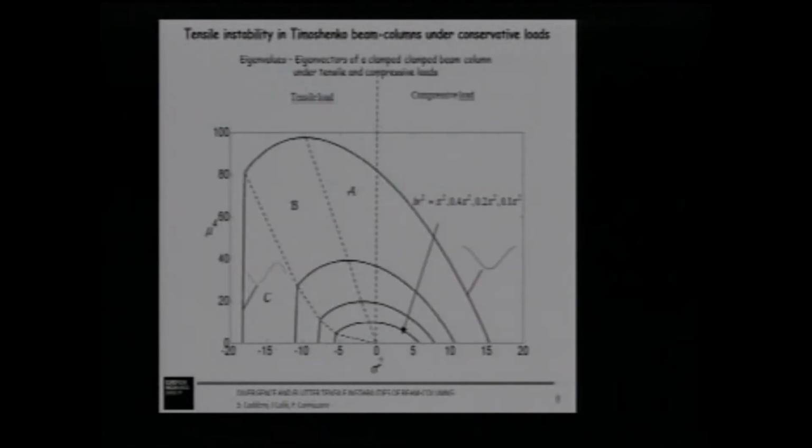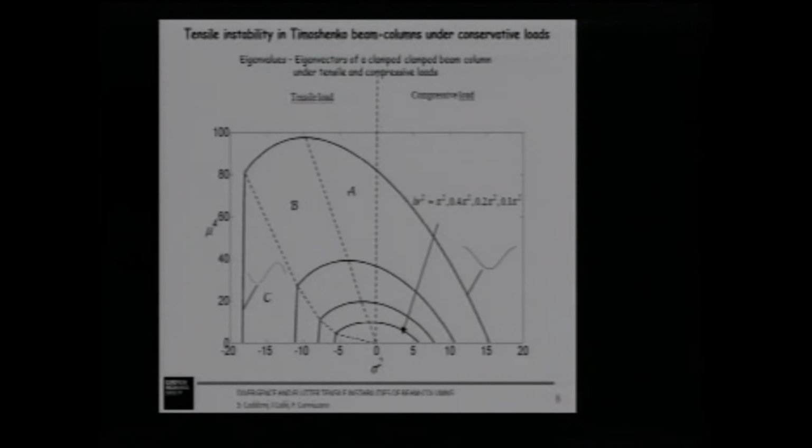Well, the first thing we did is to explore both the compressive side and the tensile side for a clamped beam column. For the compressive side, we did this for different values of the shear stiffness. For the compressive side, we saw that as the load increases, the frequency decreases until it drops to 0 with the occurrence of divergence instability.